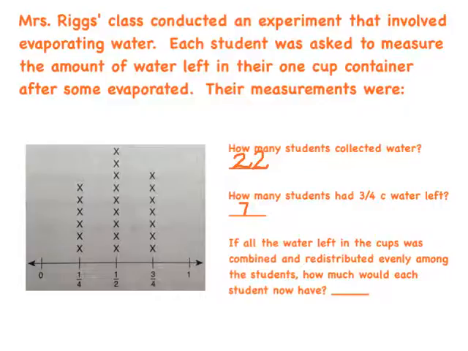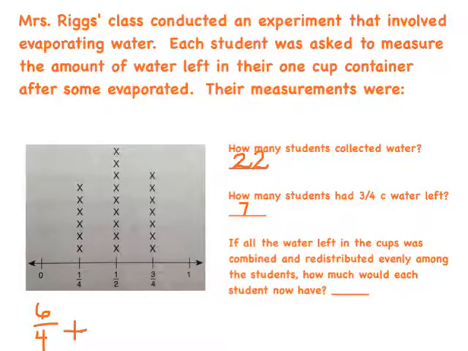So if I take all my water and put it back together, I add. I'm going to take all of these numbers and add them up. So here I have 1, 2, 3, 4, 5, 6 of the 1/4. 6 of the 1/4 would mean that I have 6/4. Now the boys and girls who have 1/2 of a cup. How many are there? 1, 2, 3, 4, 5, 6, 7, 8, 9. 9 who have 1/2 of a cup.